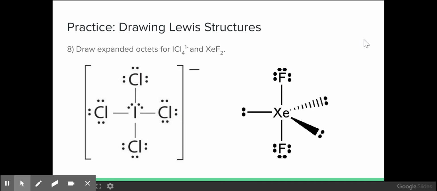We have 2 expanded octets for ICl4-1 and xenon difluoride. For iodine bonded to 4 chlorine atoms, each one of those chlorine atoms would be connected with a single bond, completing their octets. I'm going to have 4 electrons left over that need to go somewhere. And those 4 electrons can just be tacked on to the central atom, and I'm done. That's all I have to do.